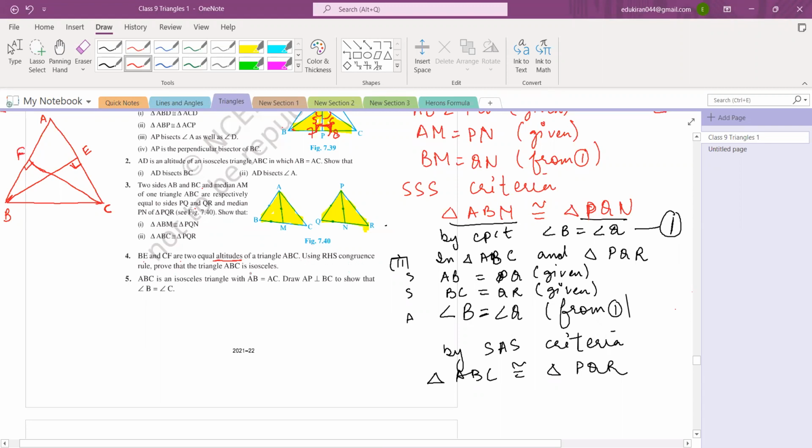Using RHS congruence. So this time it is given that you have to use RHS. So that means you have to show that one angle is a 90 degree angle and the hypotenuse is also equal and any other side is also equal. Right? RHS I told you. So RHS means you have to show that one angle is 90 degrees. Then you have to show that the hypotenuse of a right angle triangle is equal, like these are two triangles. So you have to show that this side is equal to this side, okay? And then you can show any other side equal. It doesn't matter, but you need this RHS.